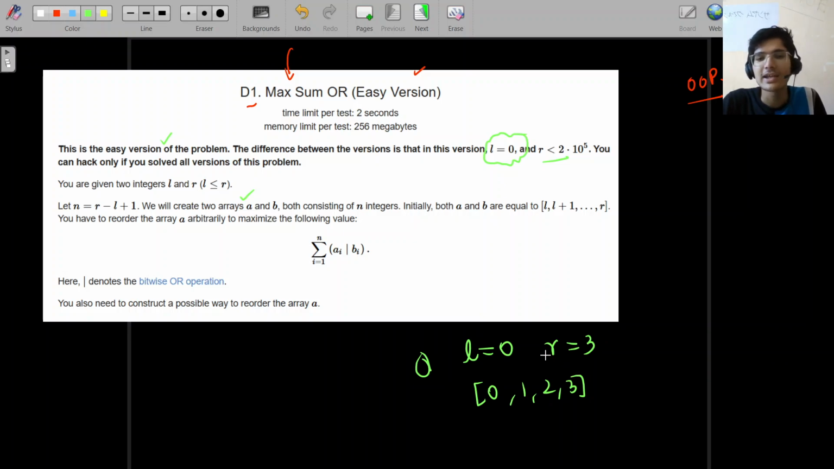You have to reorder the array arbitrarily to maximize this value. This is not the conditional probability, this is the OR operation, the bitwise OR operation. You also need to construct a possible way to reorder that. This makes this problem a D problem. If you only had to tell the value, that would be a B level problem. It's not very difficult to judge that, but to construct that is an interesting problem.